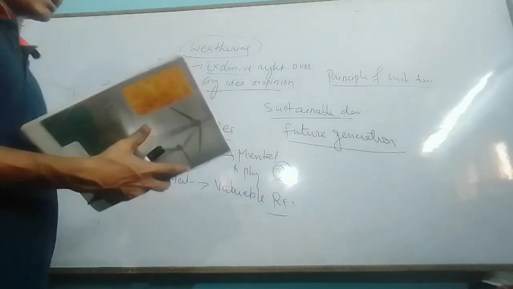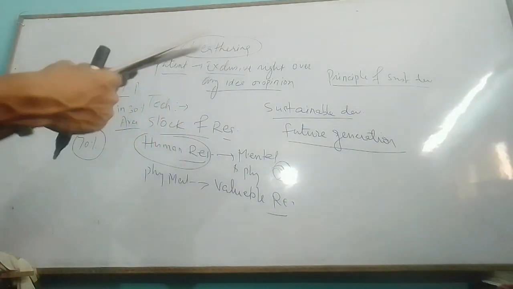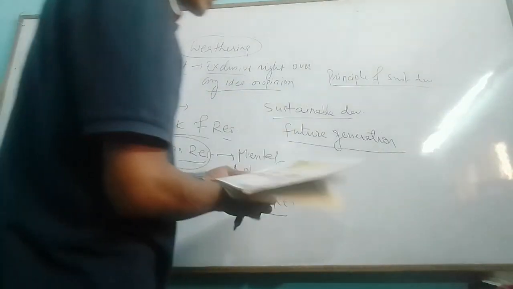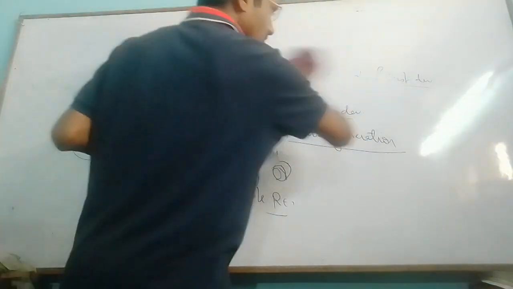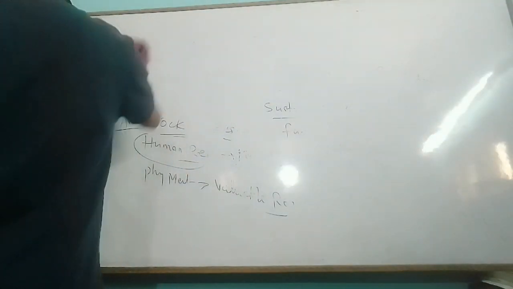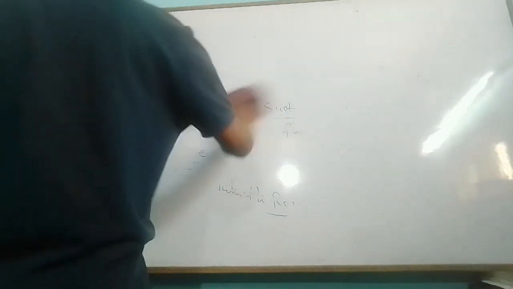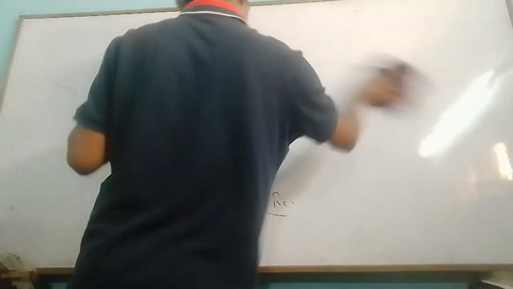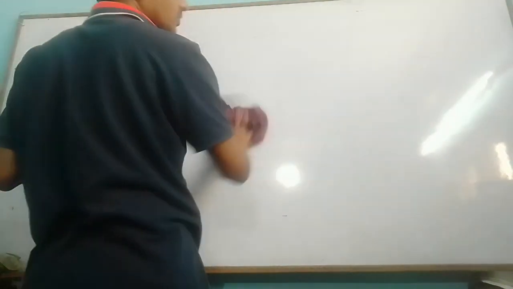Next is factors of soil formation. So what are the factors for soil formation? There are many factors for the formation of soil. The first is parent rock, second is relief, third is flora, fauna, and microorganisms, fourth is climate, and fifth is time. These are the factors which are extremely important for the formation of soil.